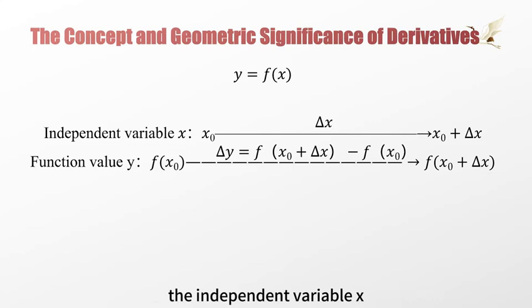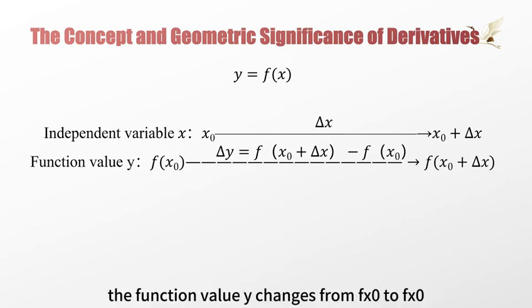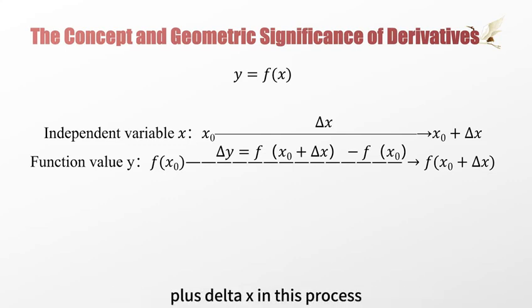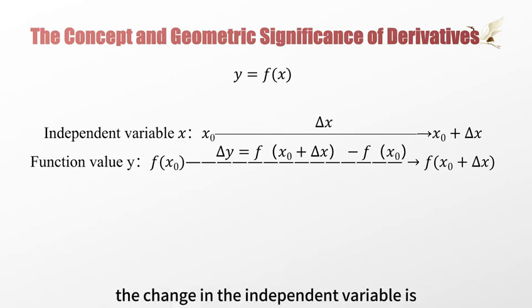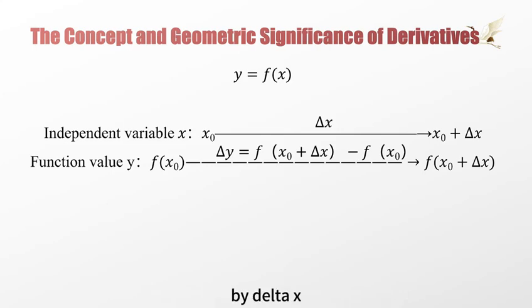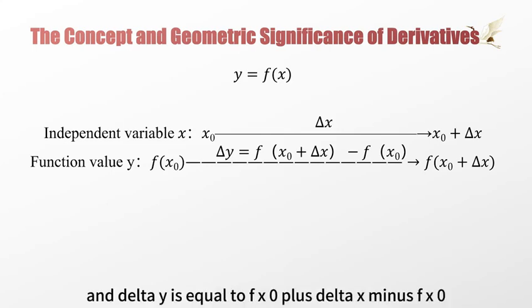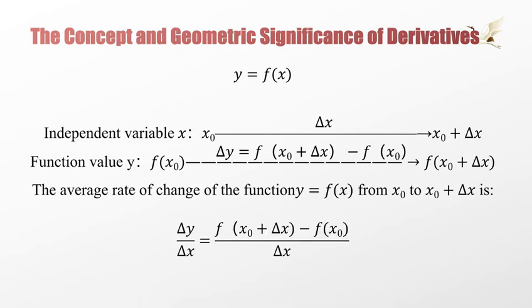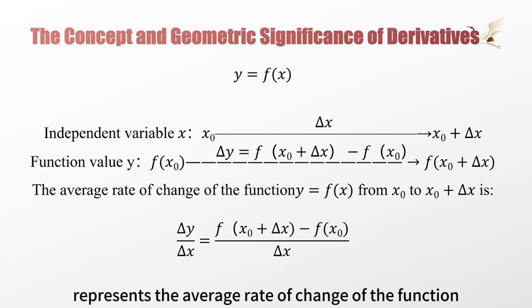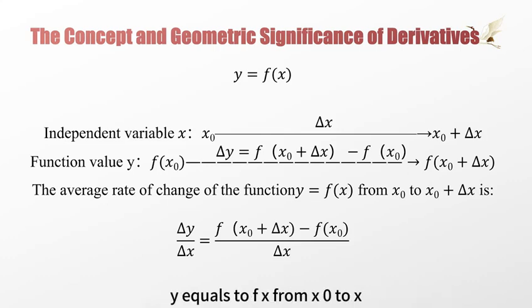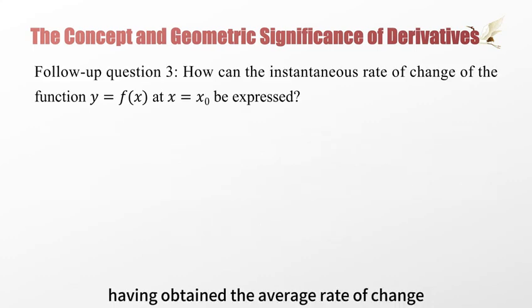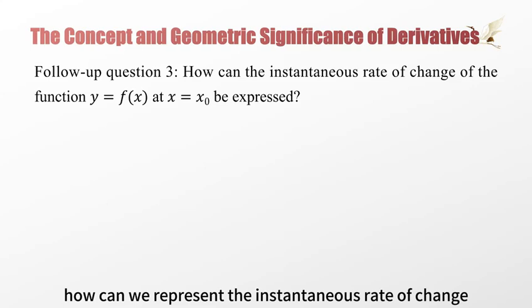The independent variable x changes from x0 to x0 plus delta x. Correspondingly, the function value y changes from f(x0) to f(x0 plus delta x). In this process, the change in the independent variable is delta x, and the change in the function value is delta y, which is equal to f(x0 plus delta x) minus f(x0). The ratio delta y to delta x, which is f(x0 plus delta x) minus f(x0) divided by delta x, represents the average rate of change of the function y equals f(x) from x0 to x0 plus delta x. Having obtained the average rate of change, how can we represent the instantaneous rate of change?